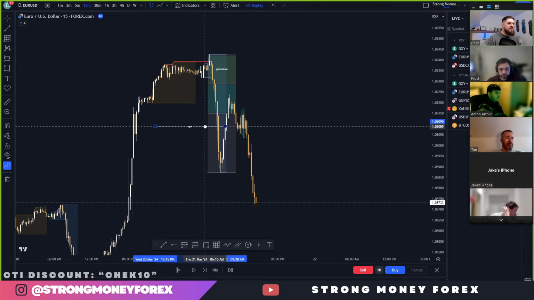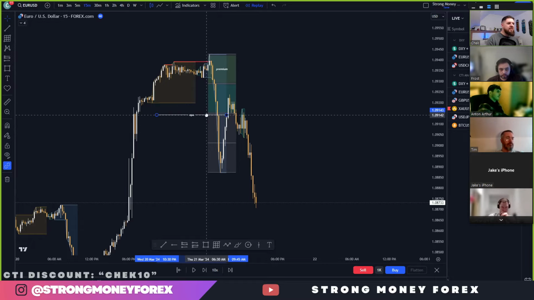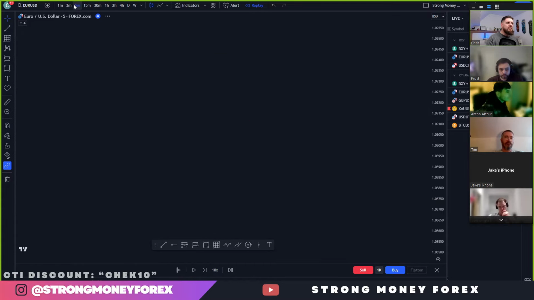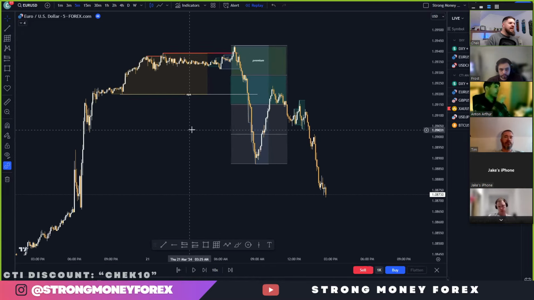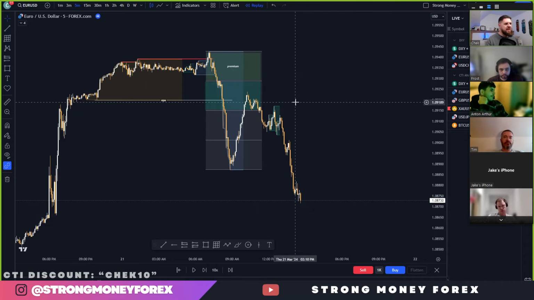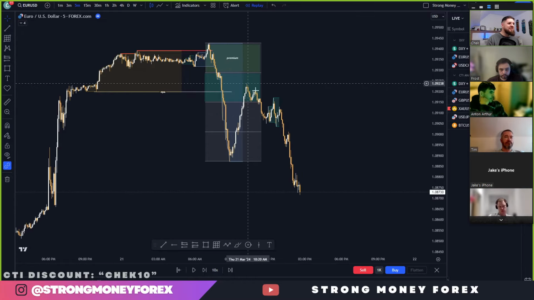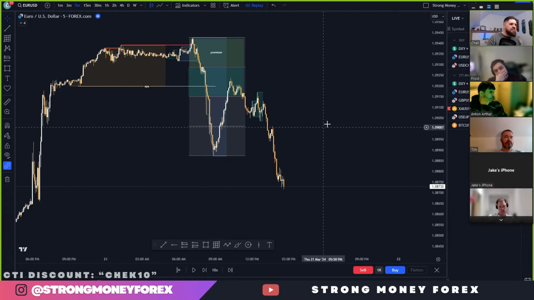If it's lower than the equilibrium level, then that makes me a bit nervous. We ideally want EPA in the equilibrium or above. We don't absolutely have to have premium pricing to take a sell trade, and we don't absolutely have to have discount pricing to take a buy trade, because if we're trading in line with the momentum, as you can see in this example, it has reversed and started to push down quite impulsively.